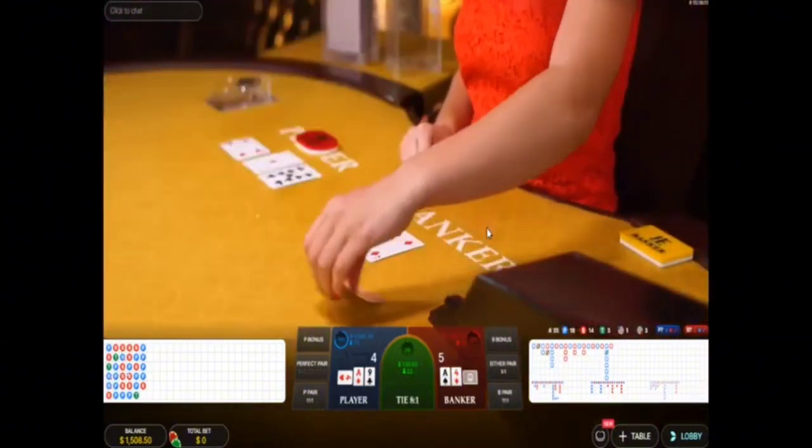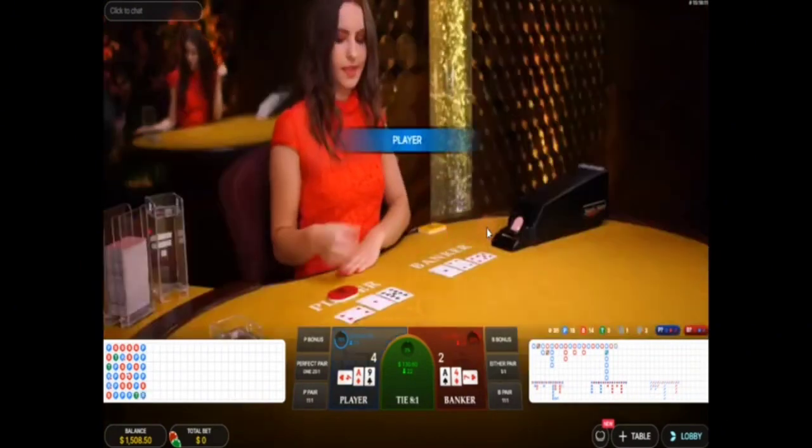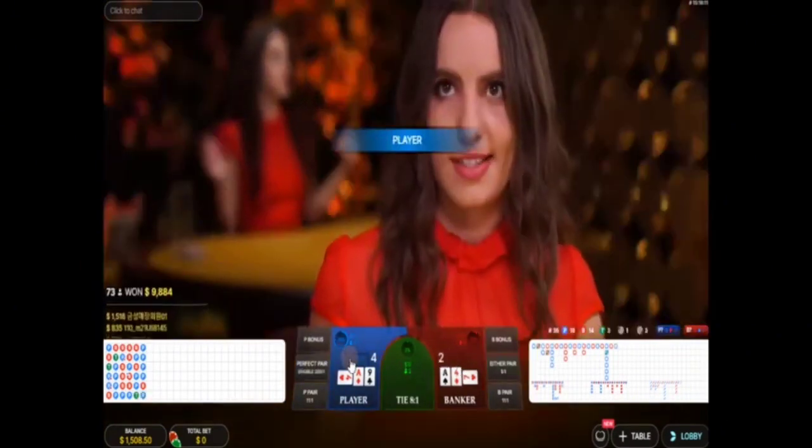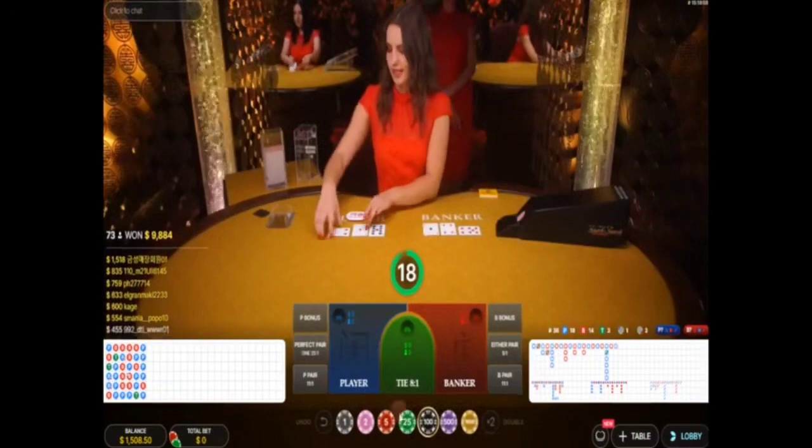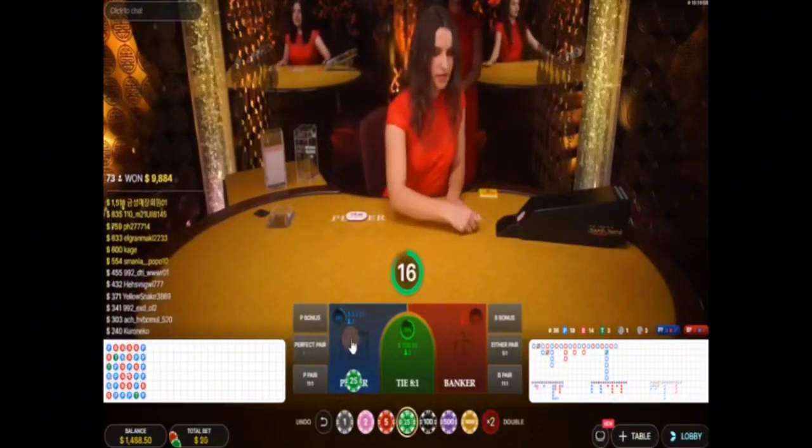So here we go. And all right. So banker gives an even number, which means we're going to player next. Okay. And we're going to go $50.